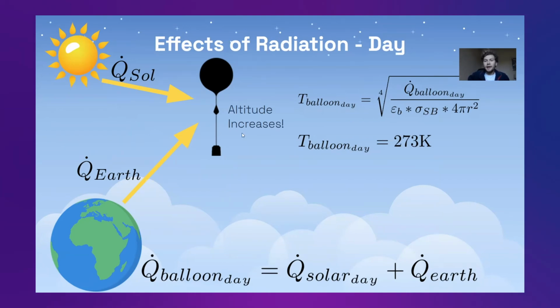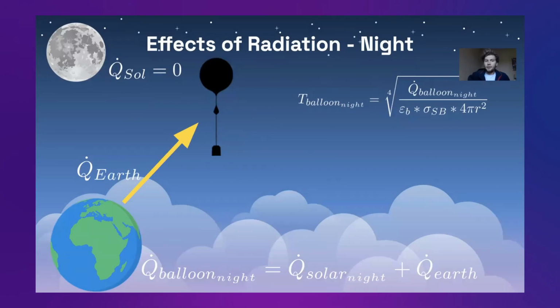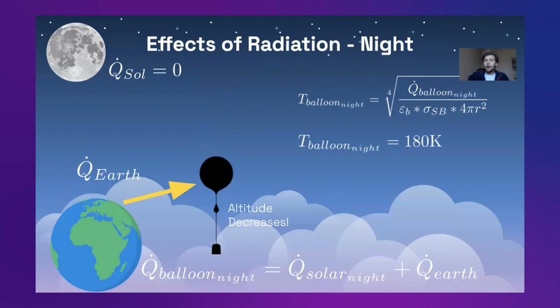Now, the problem is at nighttime, the temperature is going to decrease because we have no radiation coming from the sun. We just have the moon in the sky. So now the only source of radiation for the balloon is Earth, so we can expect that the temperature is going to cool down. When we calculate our temperature for nighttime, we're only at 180 Kelvin, which is going to decrease our altitude. Now the problem is it's going to bring our altitude way too low, below the target altitude.